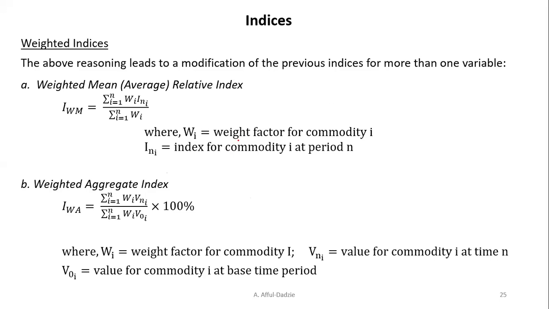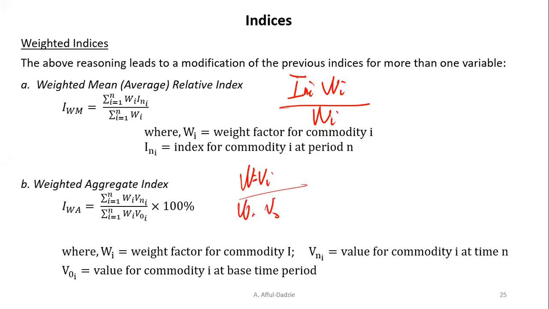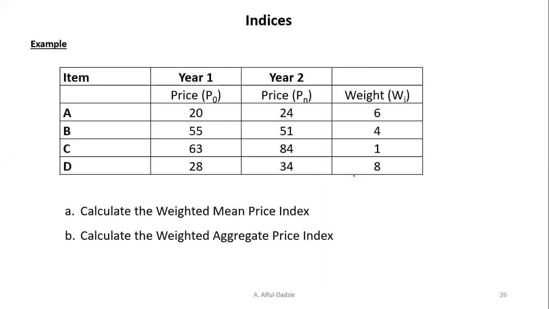So all we are saying is, for the weighted mean index, after you have found the indices, we attach individual weights to the indices, and then we divide by the sum of the weights. For the aggregates, we attach weights to the values that we have, and we aggregate them. So the difference here is just that now we are introducing weights.